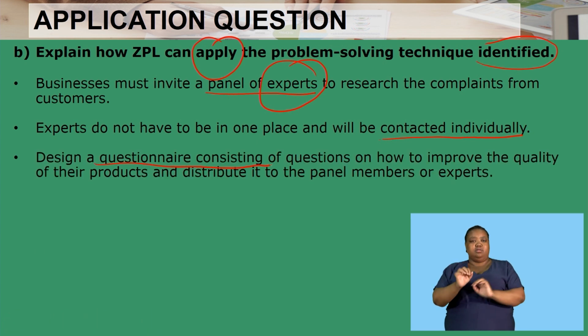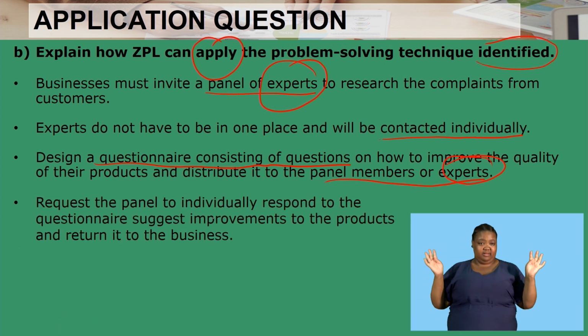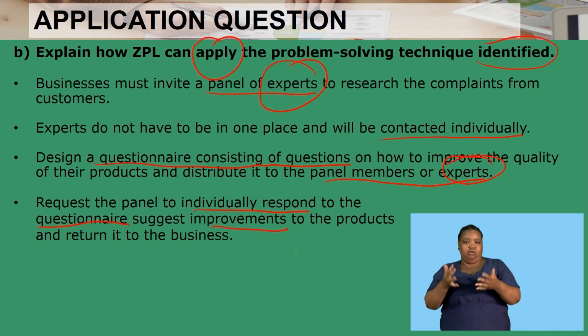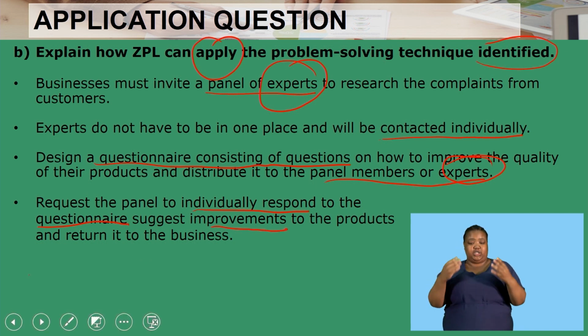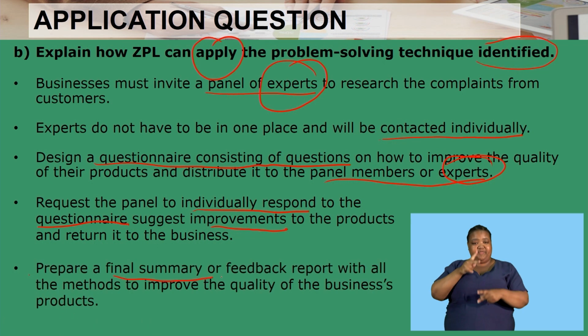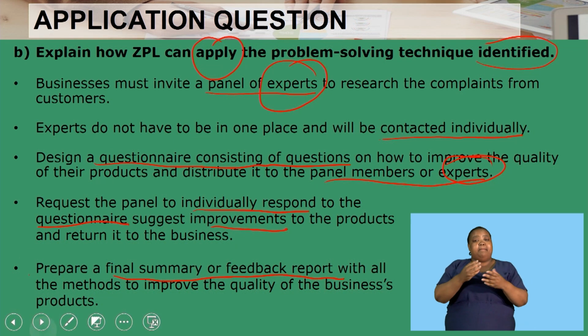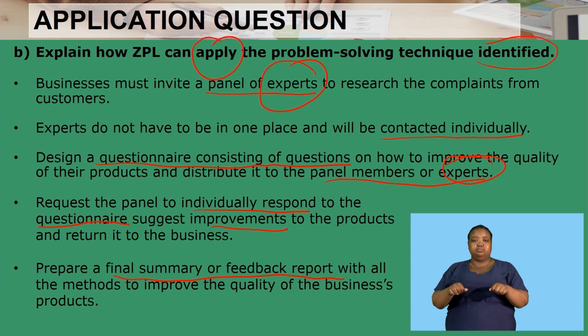Design a questionnaire consisting of questions on how to improve the quality of their products and distribute it to the panel members or to the experts. Request the panel to individually respond to the questionnaires, such as improvements to the products, and return it to the business. Prepare a final summary or feedback report with all the methods to improve the quality of the business products. These are some of the applications of a Delphi technique. You probably have more, but these are some of them. It's not limited to this.